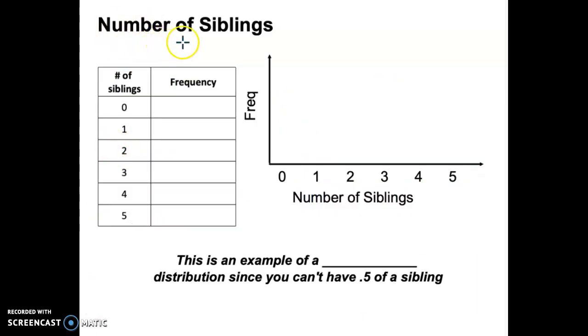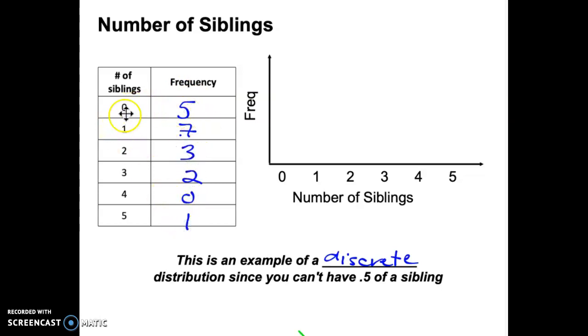Okay, next example we have is number of siblings. So this is going to be an example of a discrete distribution. You can't have fractions of a person, you can't have all the decimals of a person, you only have complete people. So you only have complete siblings. So I will use the data from one of my previous classes to see how many siblings they had.